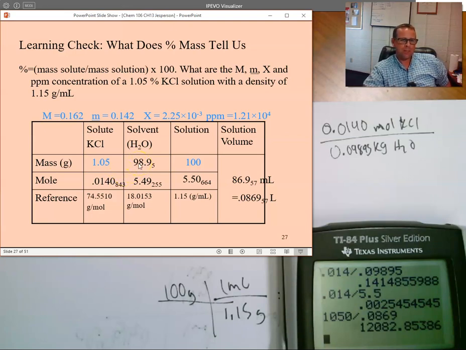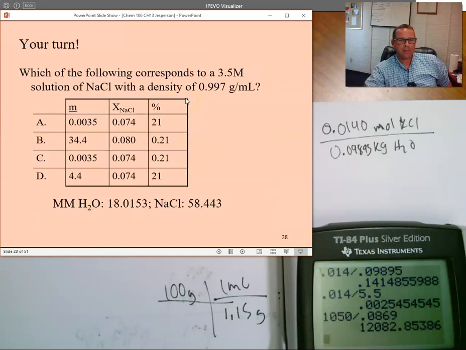Get some practice working on the problems and figuring out how to go between molarity, molality, mass percent, mole fraction, and parts per million. All right, so that's it for today. We'll meet again on Monday. The exam is open.